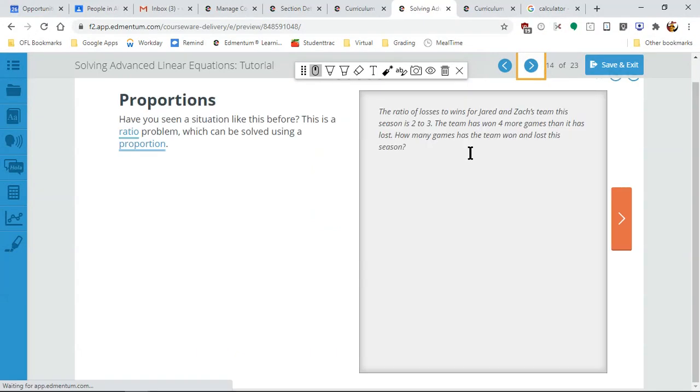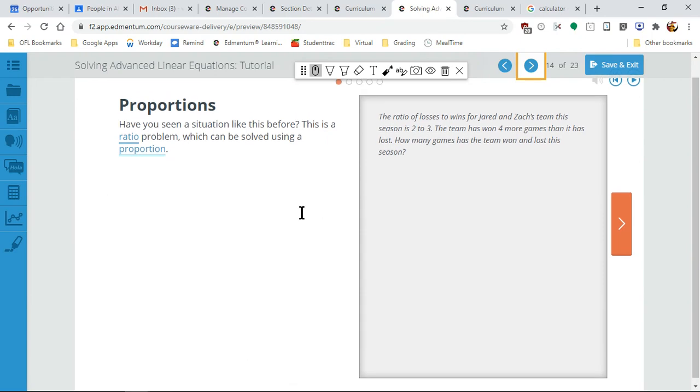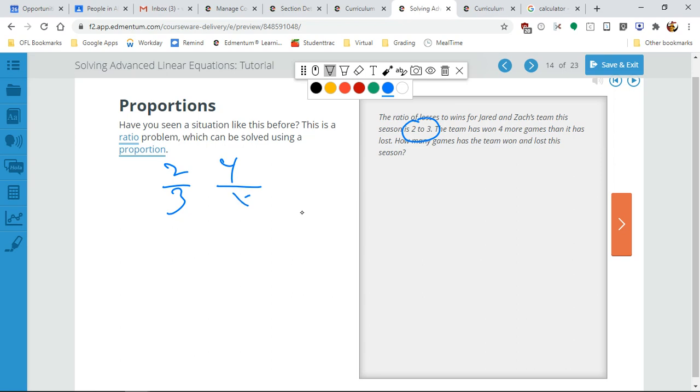All right, proportions. So proportions are just this idea of fractions. For every 2, I get 3. So if I have 2 over 3, that's the same thing as saying 4 over x. Whenever you see a fraction, guys, it's going to be cross multiplication. Always, always, always.